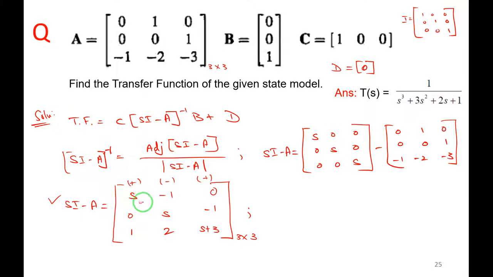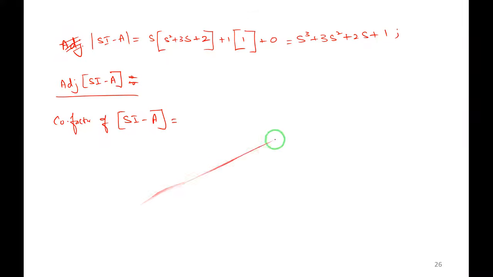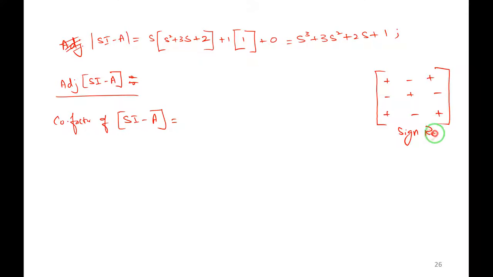You know how to find the cofactor. I will take care of the sign later. For a 3 cross 3 matrix, the sign rule is plus, minus, plus; minus, plus, minus; plus, minus, plus. First I will find the cofactor, then I will take the transpose so that I get the adjoint. We will keep the sign rule aside.